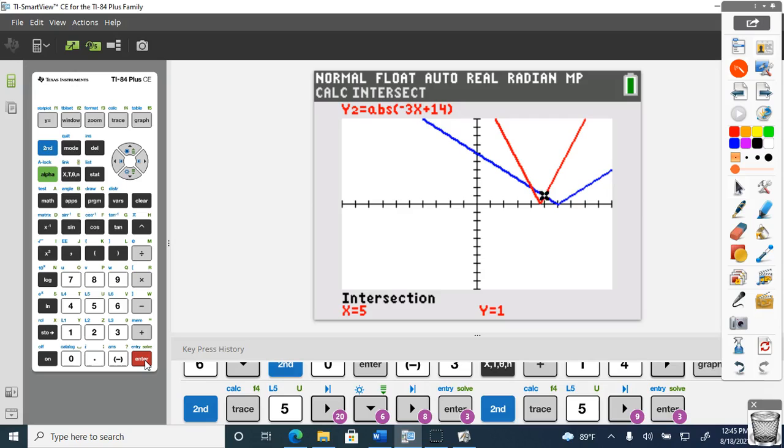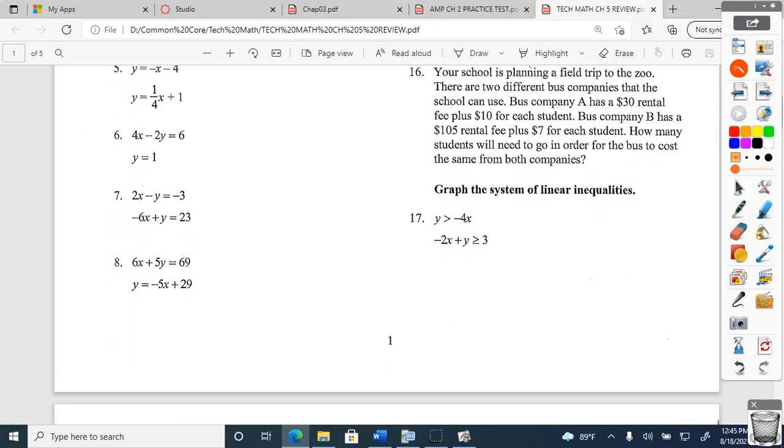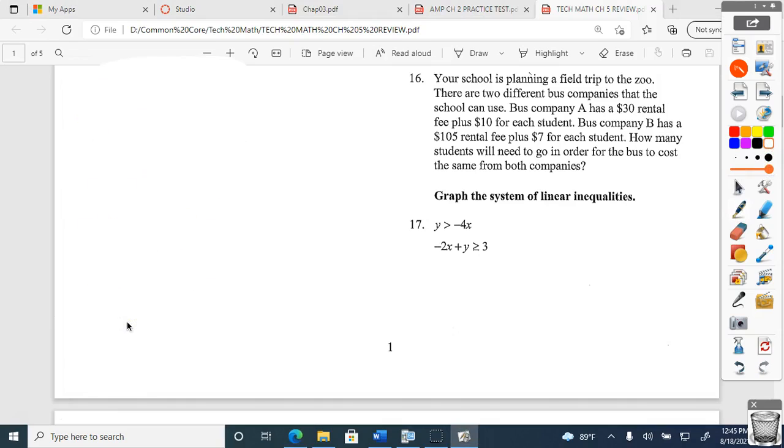All right. I can actually go back to my numbers here. Number 16. Your school, I had to throw at least one of these in here for you. I did, because, you know, word problem never hurt nobody. Okay. 16.